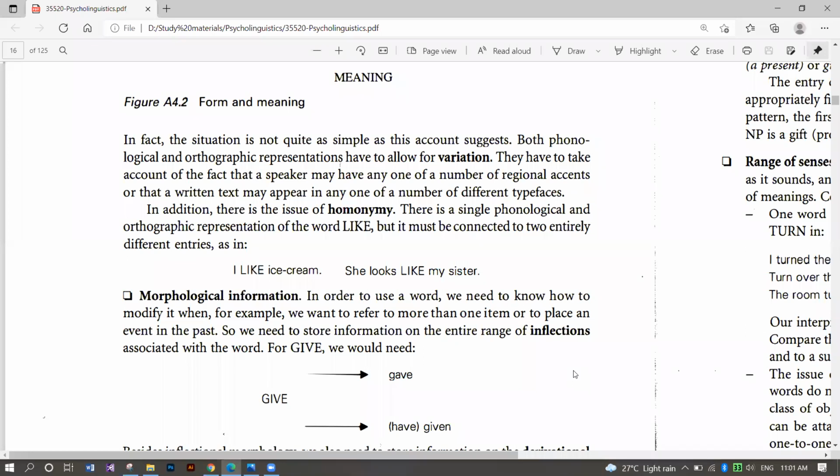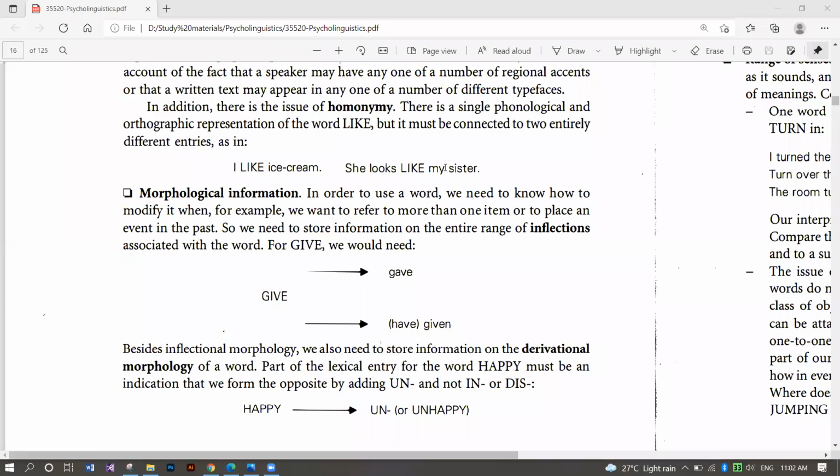Okay, yes, correct. Okay, come towards morphological information. In order to use a word, we need to know how to modify it. When, for example, we want to refer to more than one item or to place an event in the past, we need to store information on the entire range of inflections associated with the word. For give, we would need gave, have given.